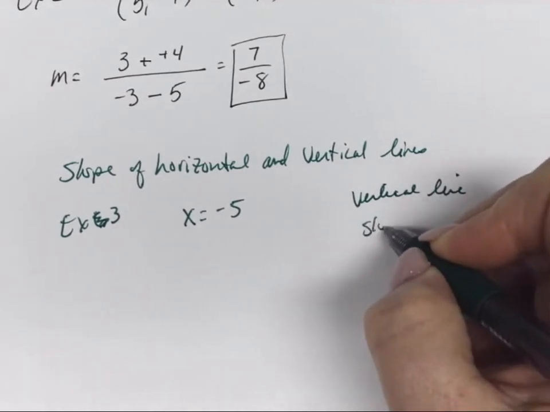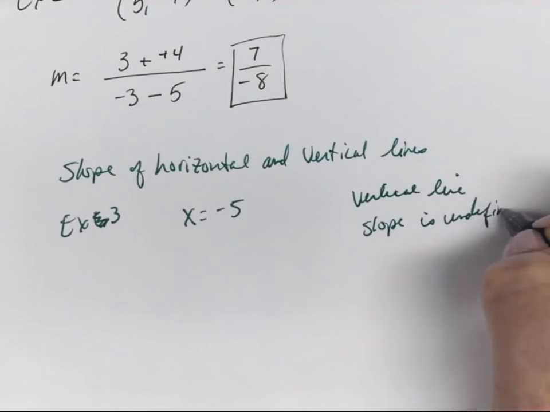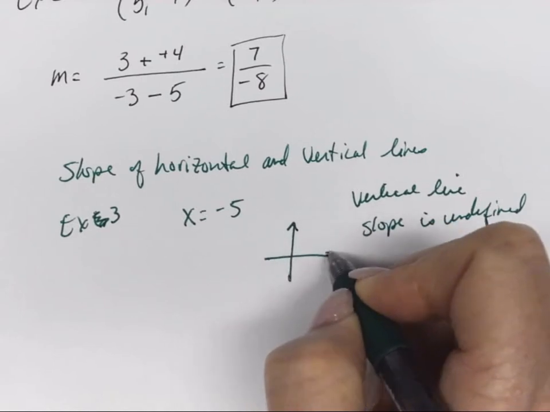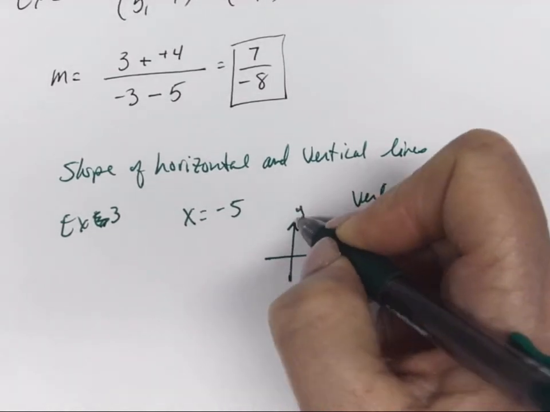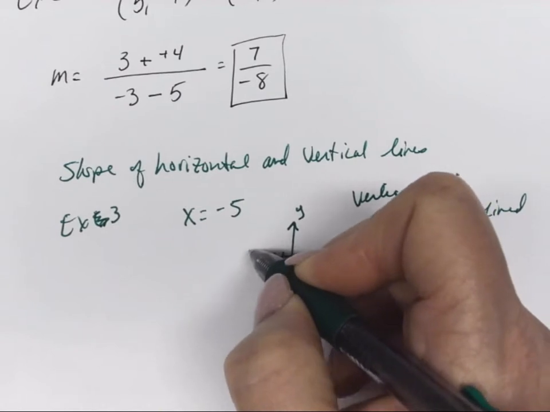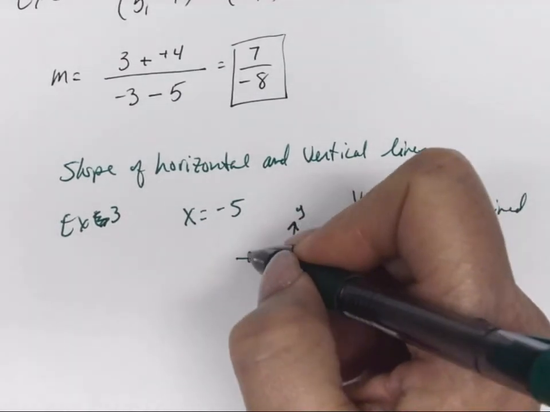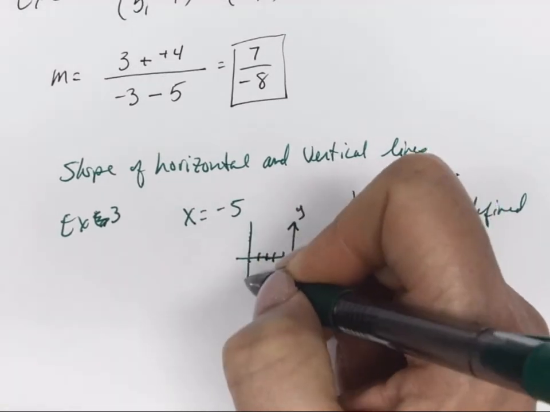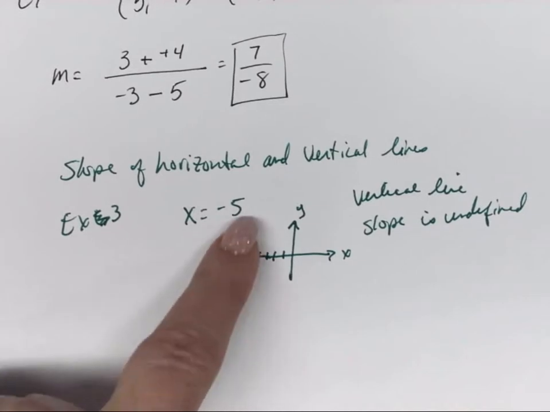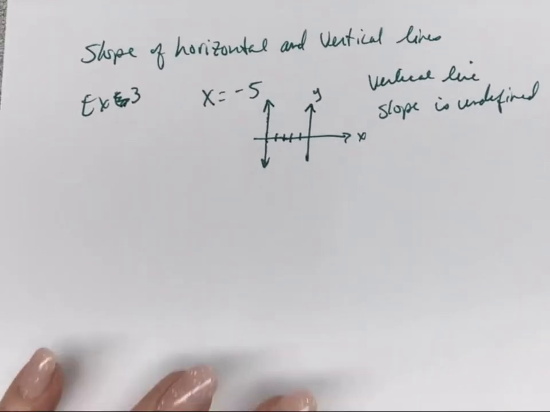And that will have a slope that is undefined. If you still don't understand what I'm talking about, let's draw a little graph here. Here's our x, here's our y. We would have 1, 2, 3, 4, 5 on the negative side. So this is -5 for the x, and our line would go straight here. That would be what it is: x equals -5 no matter what y equals. So that tells us it is a vertical line.